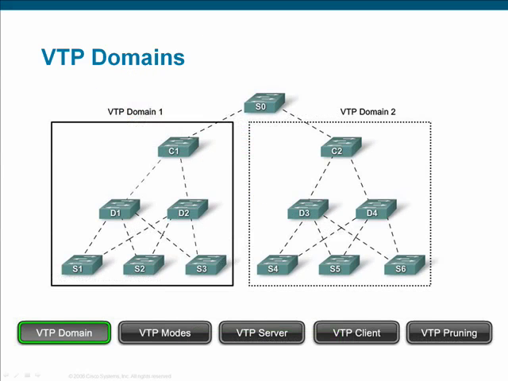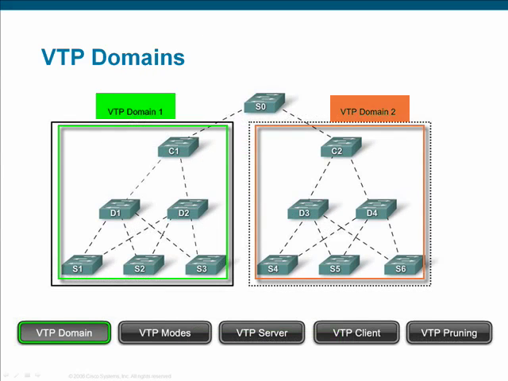A VTP domain is a collection of switches that will share the same VLAN information. VTP switches only exchange VLAN information with the switches in the same VTP domain. When switches are in different VTP domains, they do not exchange VTP messages. When configuring a VTP domain, in addition to designating a VTP server, the engineer configures every other switch in the VTP domain as a client or to function in transparent mode.